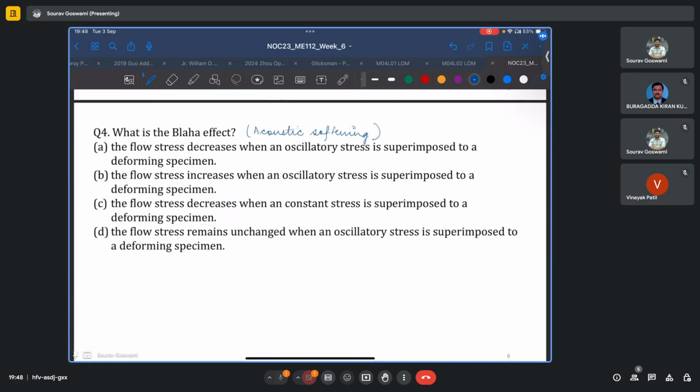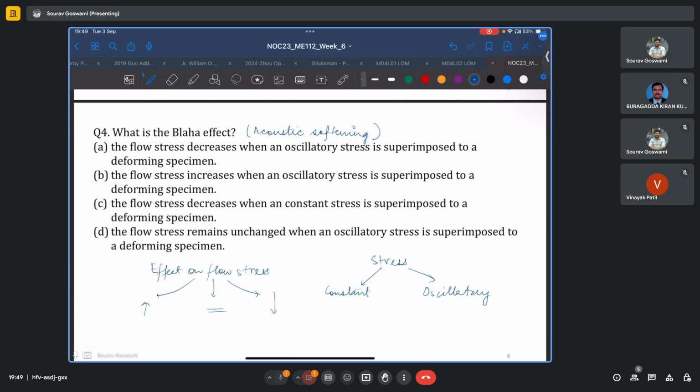So there are two aspects here. One is the type of stress, whether it is, say, constant or oscillatory, and the other is the effect on flow stress. Does it increase? Does it decrease? Does it remain equal or unaffected? We have to examine both these aspects.